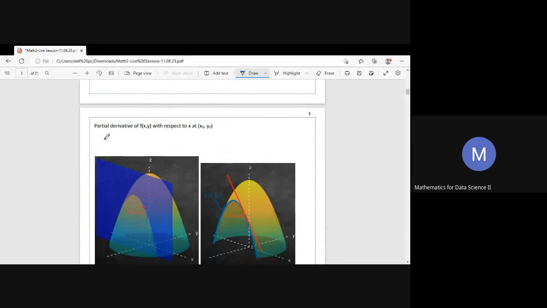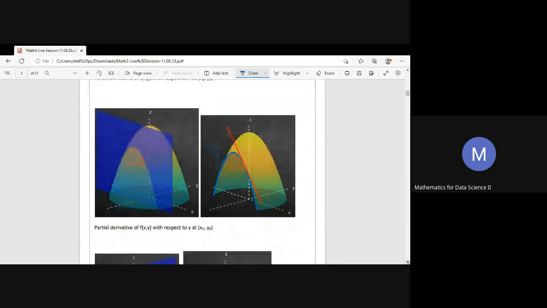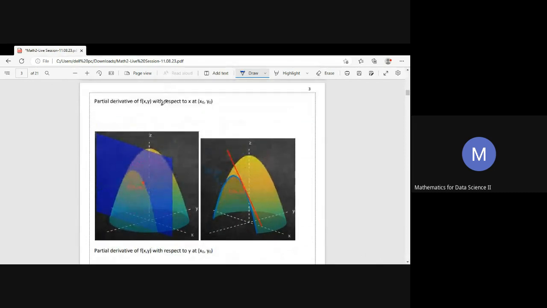Fine. So here you see that the partial derivative of f of x comma y with respect to x at x naught comma y naught means, what is it that we are fixing? We are fixing the value of y. So this y value is fixed. So you can consider this function as a function of x alone by fixing y as y naught and then find the derivative, that gives the partial derivative of f with respect to x. So this is your y naught value. You have fixed this. You are not moving anywhere along the y-axis. Only you are moving along the x-axis.